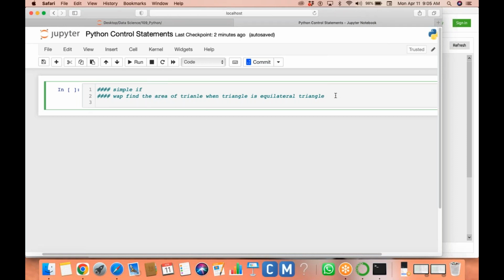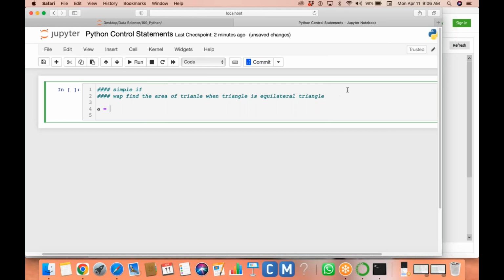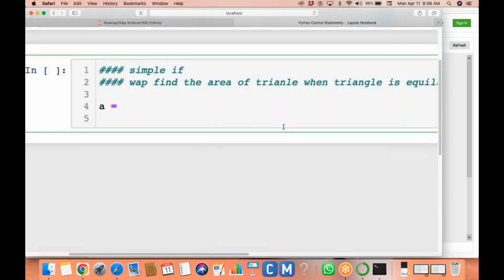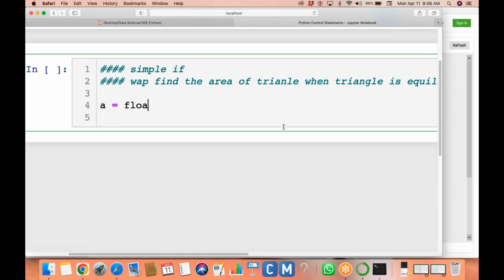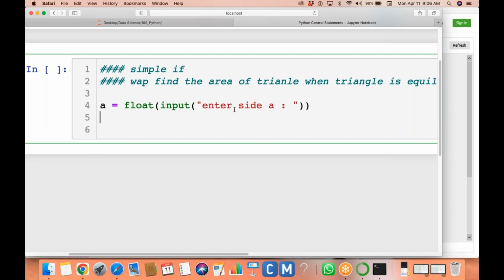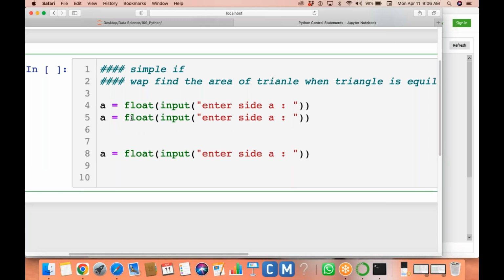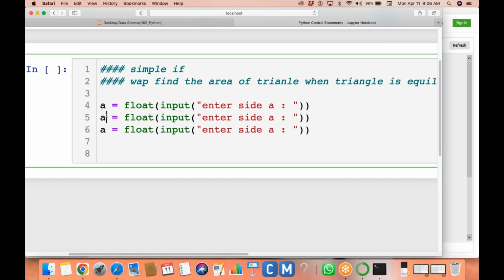So first you should have the sides. The triangle should have three sides, right? So float of input of enter side A in meters. In the meanwhile, you need to find side B and side C. So you have to write A and B and C, and you have the three sides. These three sides are given by the user.